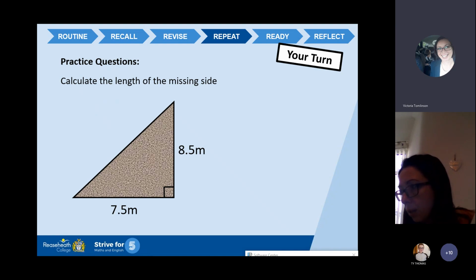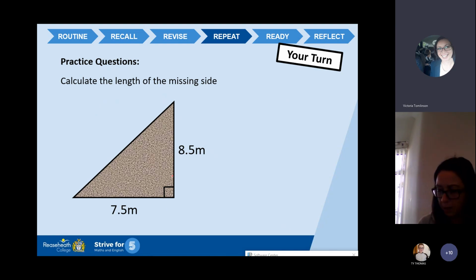Question 3. This one. Loads of people got this one right as well, and Harry, you have as well. So all these you seem to have got the hang of okay. So square both of these. This was a bit more difficult because they're decimals, so it just took a little bit more working out.